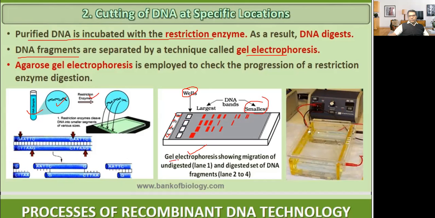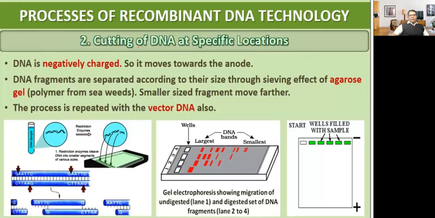So the gel electrophoresis is showing the migration of undigested DNA in lane 1, and the set of DNA fragments in lanes 2 to 4. Here there is no migration in lane 1. In lanes 2, 3, 4, there are fragments, so they are digested. Second step is cutting of DNA at a specific location. DNA is negatively charged, so it moves toward the anode.